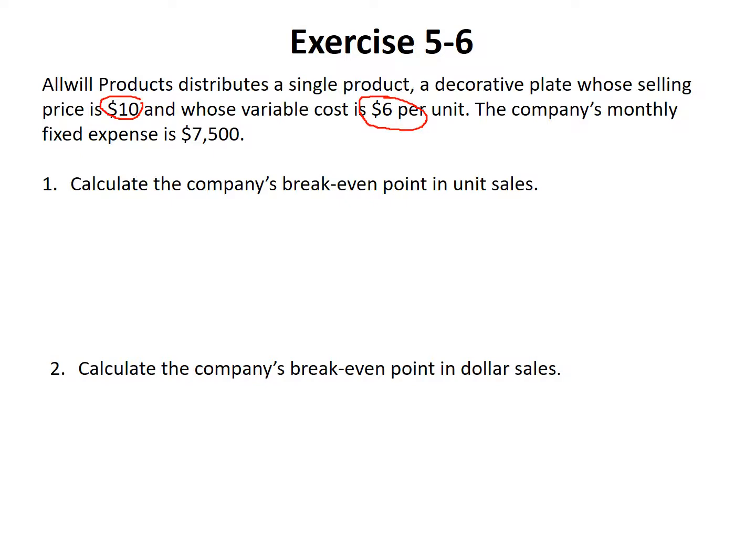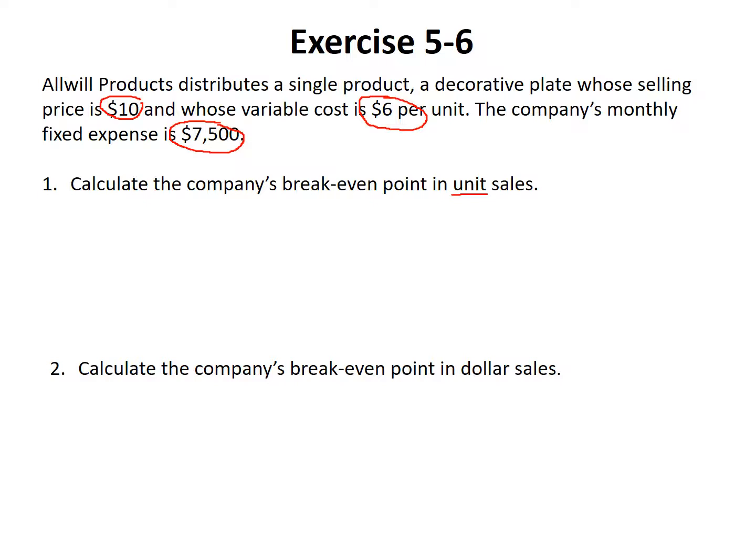And the company's monthly fixed expense is $7,500. So what that means is whether or not we sell or produce anything, we're still going to incur a monthly expense of $7,500. Our first assignment is to calculate the company's break-even point in unit sales. Unit sales, that's very important.